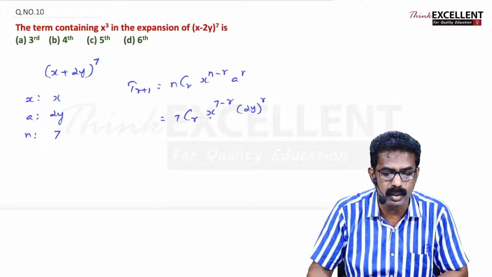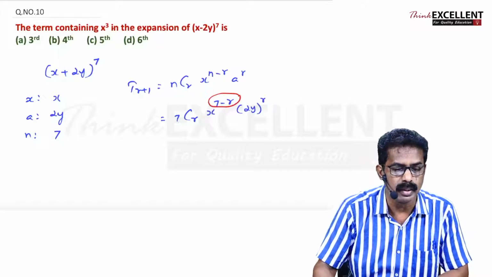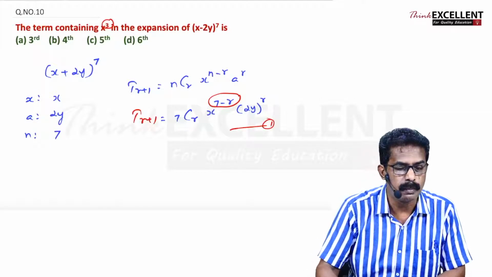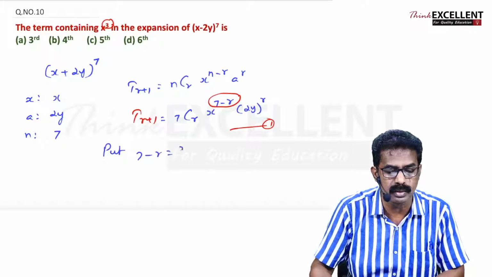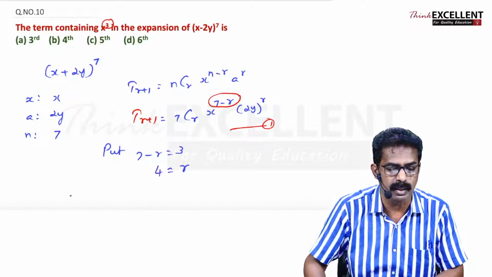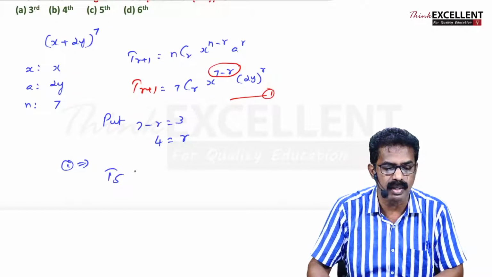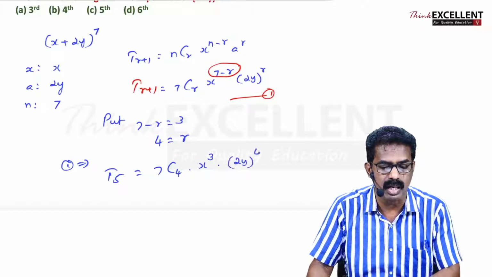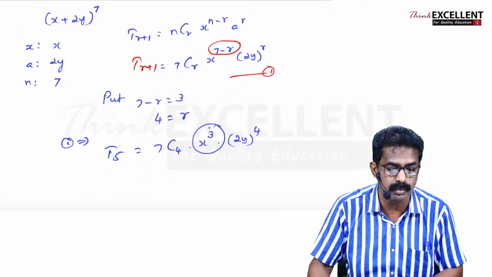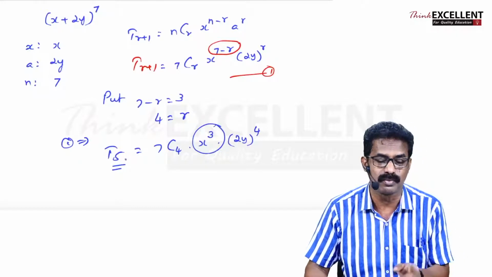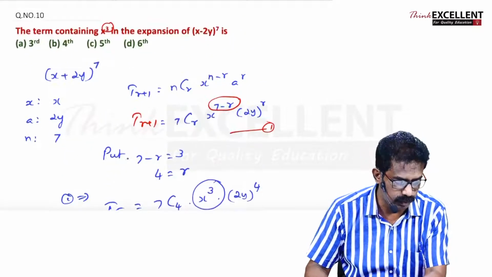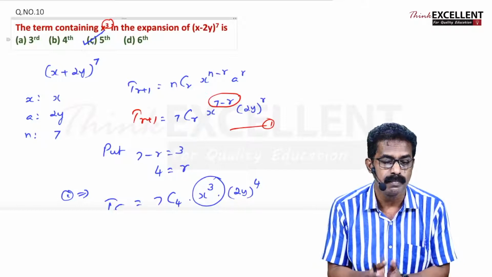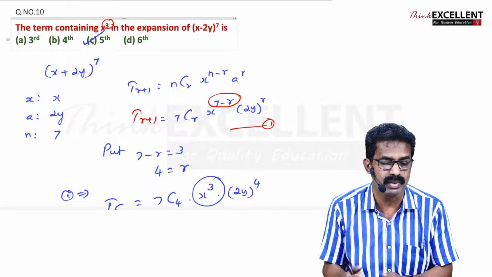So you combine the x terms. Here there is only one x term, so equate that x power with 3, because we want x cube, right? Take this as equation number 1. Now equate that power, put 7 minus r is equal to 3. So r is equal to 7 minus 3, it is 4. Substitute in the first equation. So T5 is equal to, for r you put 4, 7C4, x raised to 7 minus 4, that is 3, into 2y raised to r value 4. What did they ask in the question? The term containing x cube. Yes, x cube is there. Which term? Fifth term. R is 4, so 4 is not the answer. They didn't ask for the coefficient or anything. Which term containing x cube? You are getting r value 4, but you substitute in r plus 1, so T5. So the fifth term is the term containing x cube.